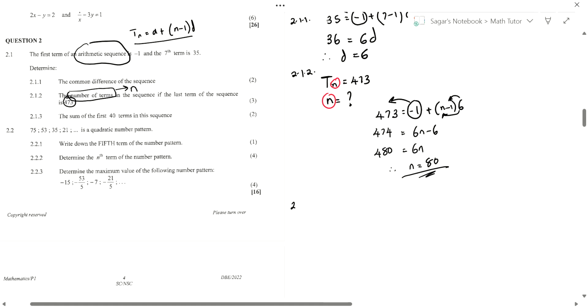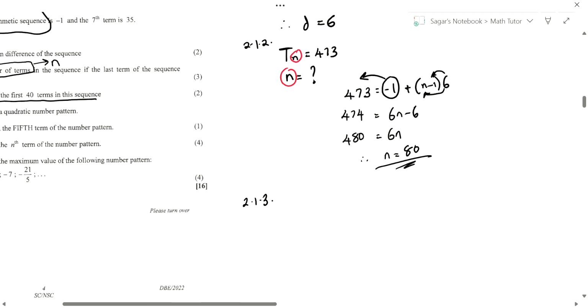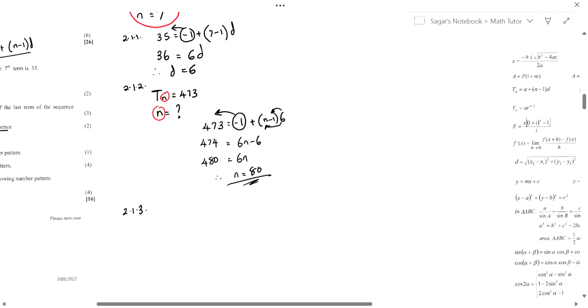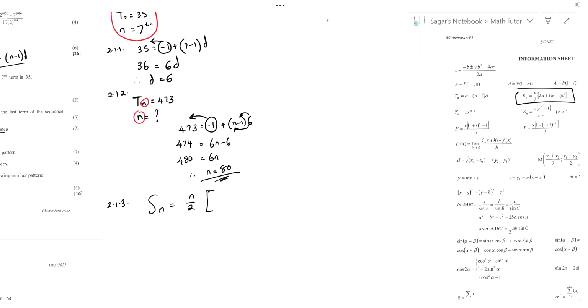Next is 2.1.3. Right? The sum of the first 40 terms in this sequence. This is fully substitution. If we go to the information sheet, we just use that equation, right? Sn is equal to n all over 2 square brackets 2a plus open brackets n minus 1 multiplied by a difference.